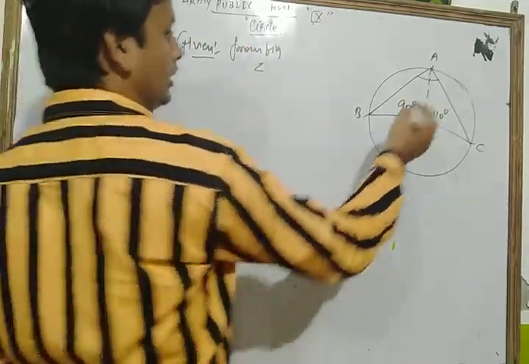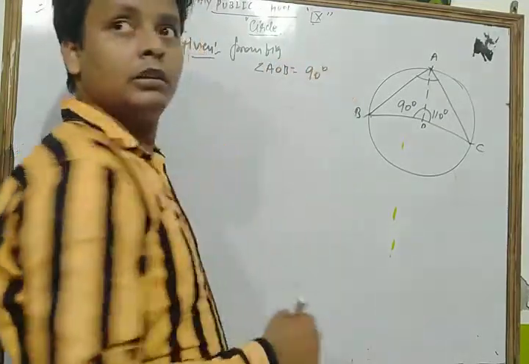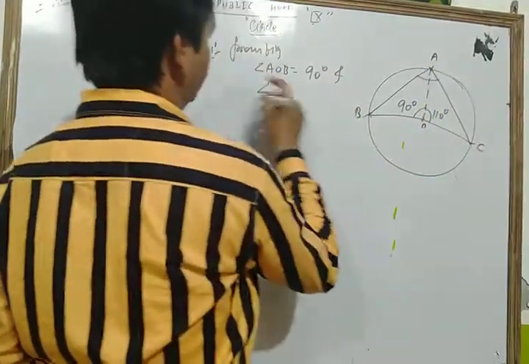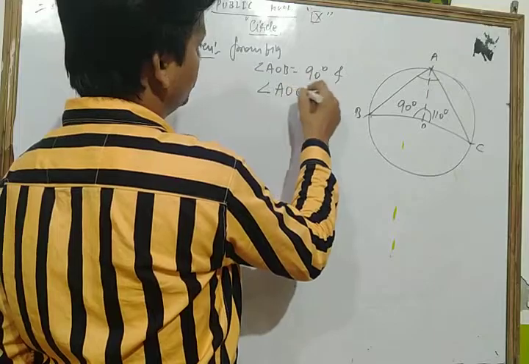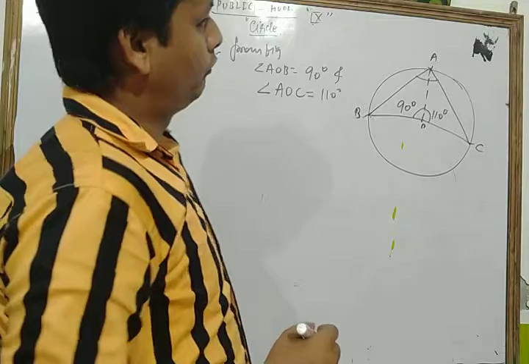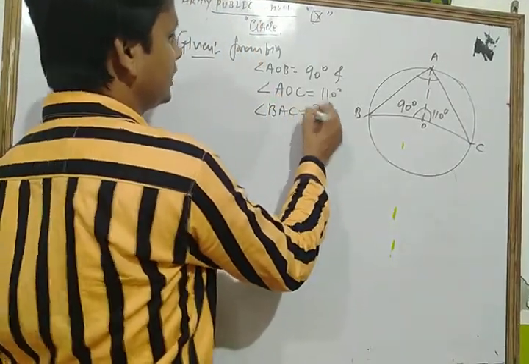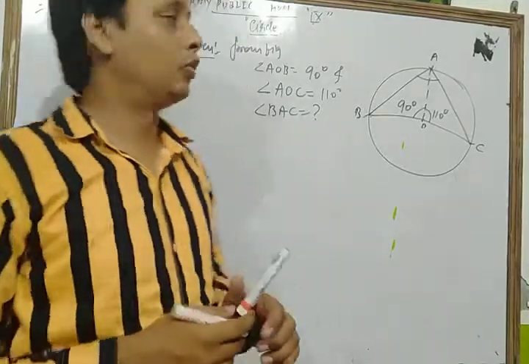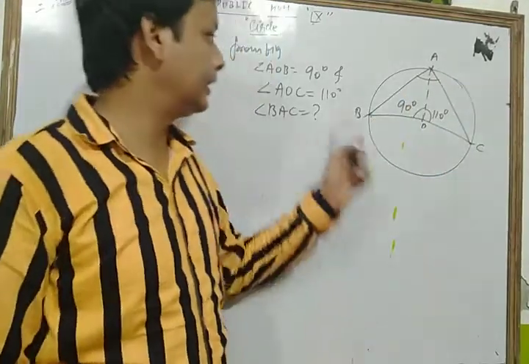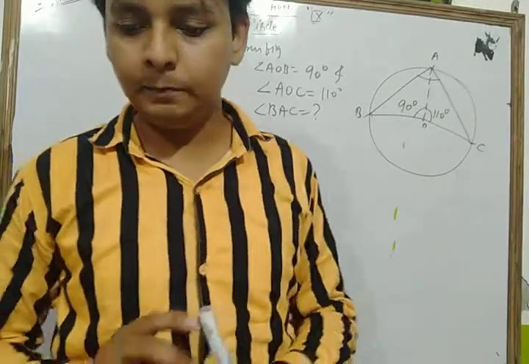angle AOB is given as 90 degrees, and angle AOC is given as 110 degrees. We find the angle BAC. Angle BAC is to be found. This is your question here. Here angle AOB is 90 degrees and angle AOC is 110 degrees. We find the angle BAC. Okay, now let's see.